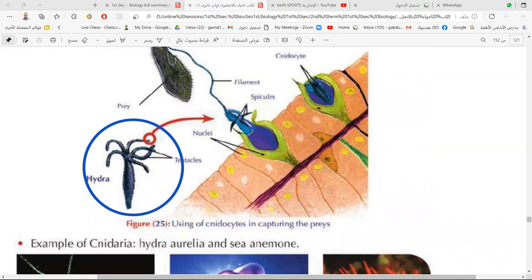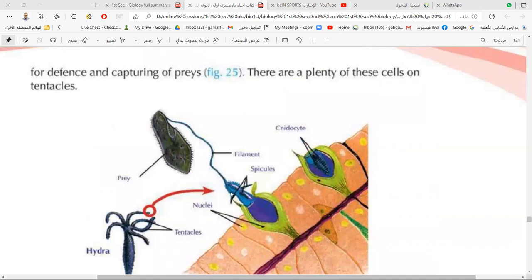Also, Aurelia and the sea anemone. The hydra has tentacles. These tentacles help in stinging the other living organisms and catching them to feed. This is a part of the tentacle which can catch other living organisms and sting them, like Paramecium. There is a hydra here eating a Paramecium. It has a filament, the tentacle, that can sting the Paramecium and eat it.